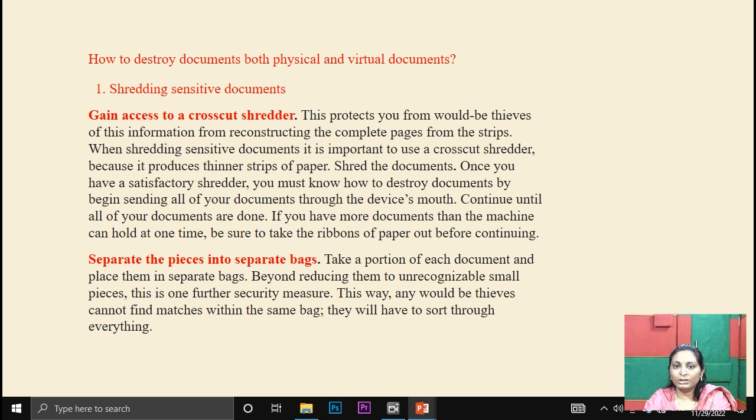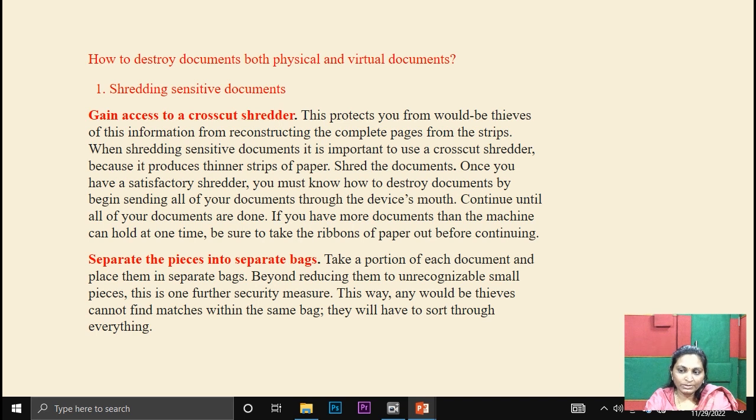Once you have a satisfactory shredder, you must know how to destroy documents by beginning to send all of your documents through the device. Continue until all of your documents are done. If you have more documents than the machine can hold at one time, be sure to take the ribbons of paper out before continuing. Next, separate the pieces into separate bags. Take a portion of each document and place them into separate bags.